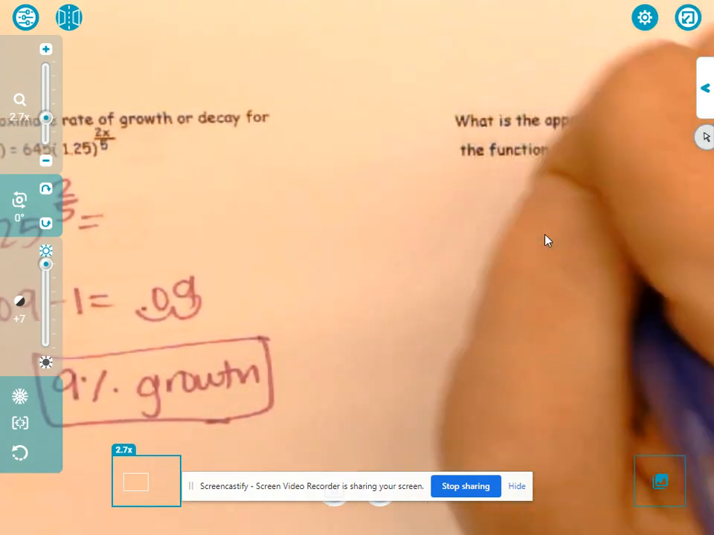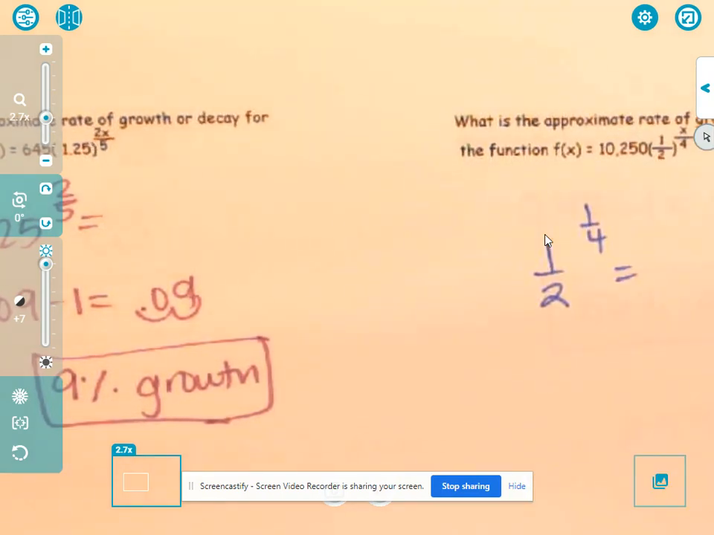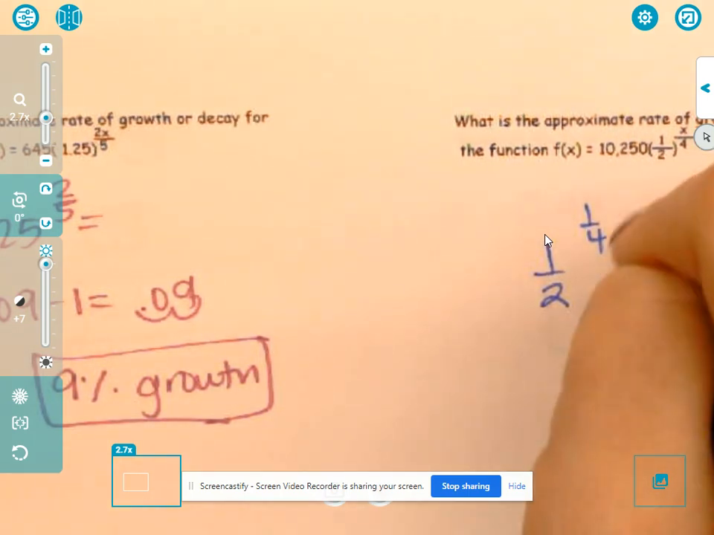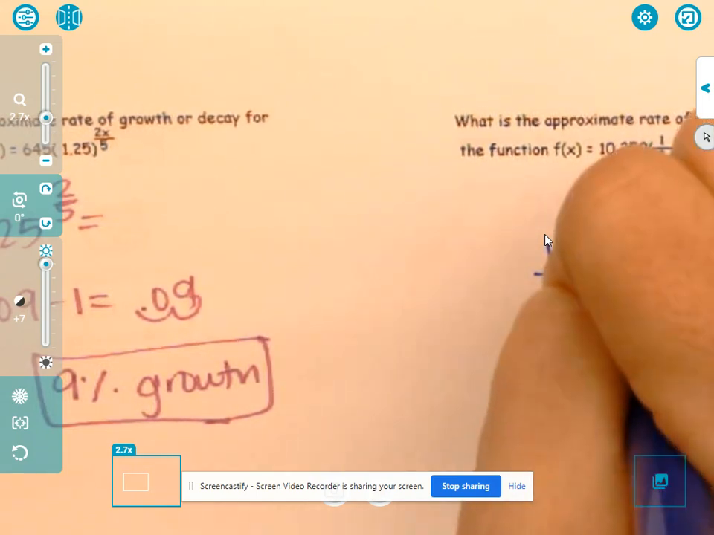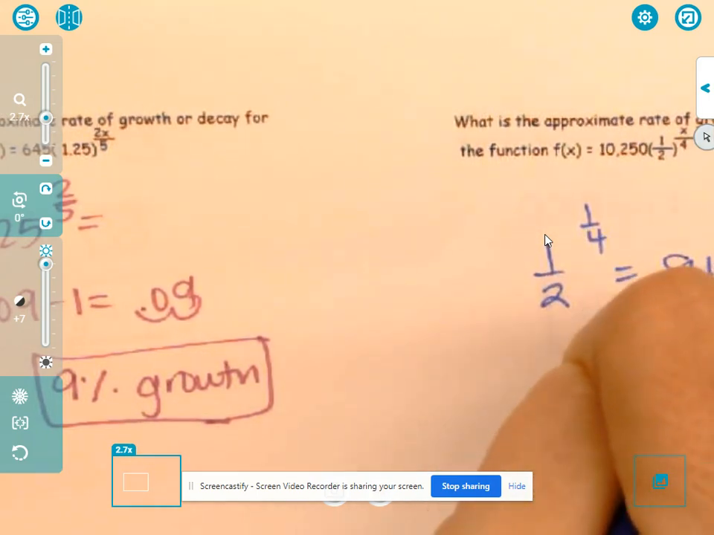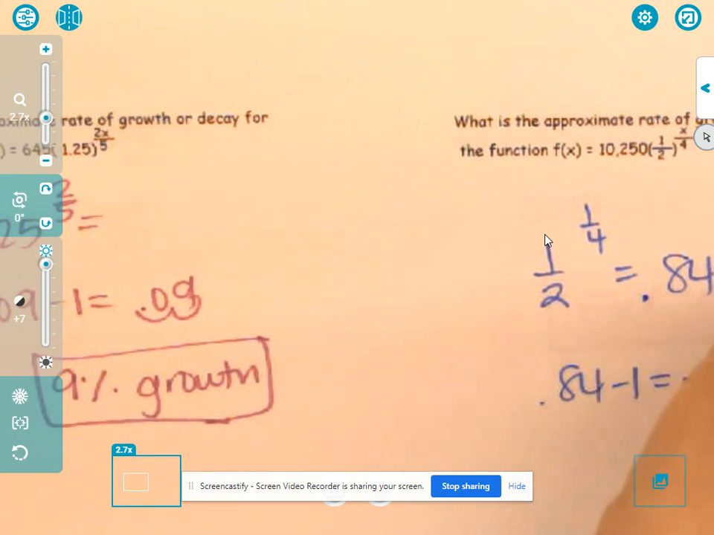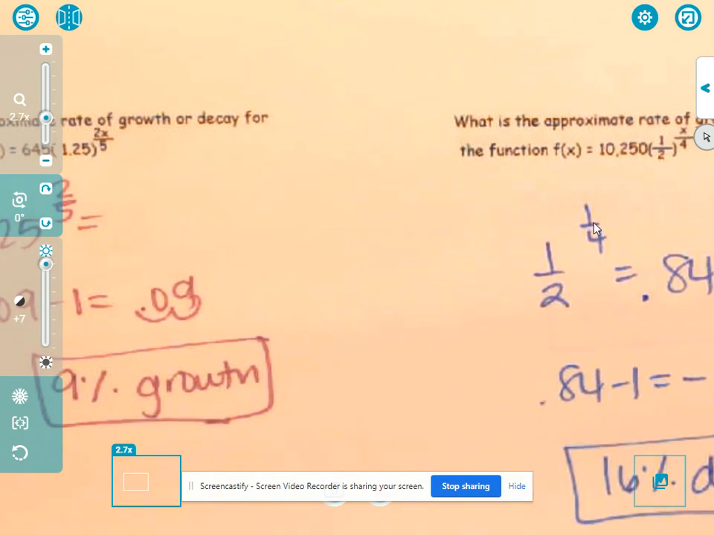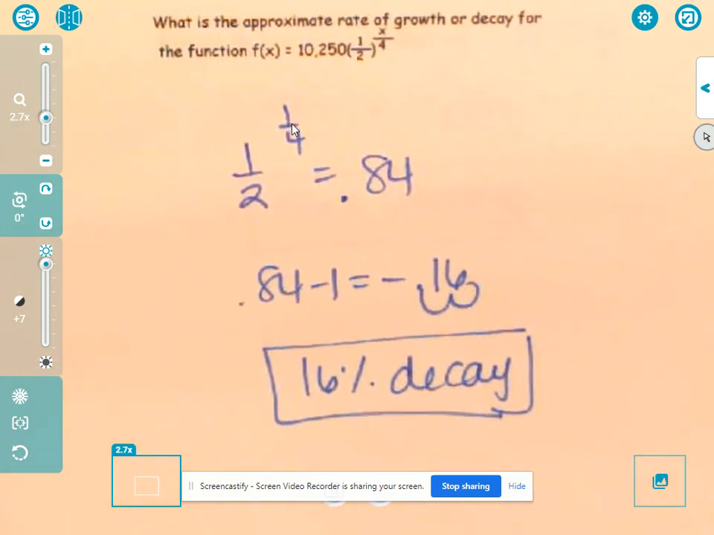Moving over here, it's going to be 1/2 raised to the, and x over 4 is 1/4. Okay, so if you want to put in 1/2, you can. 1/2 is the same as 0.5. You can do that. 1/4 is the same as 0.25. It doesn't matter. So that gives me 0.84. So now I'm going to say 0.84 minus 1, which is negative 0.16, which is 16% decay.